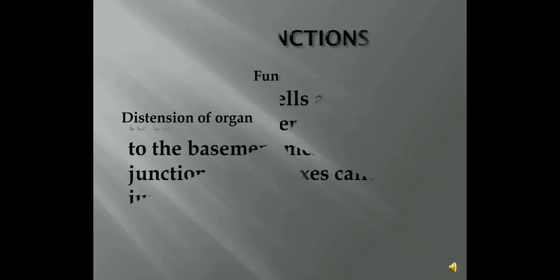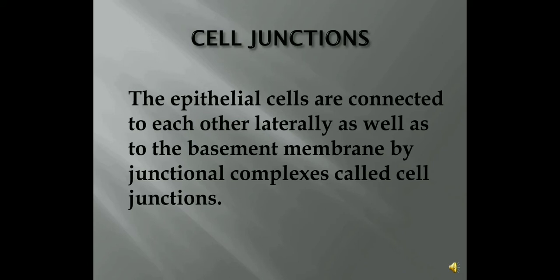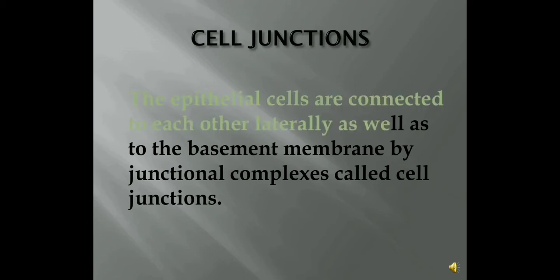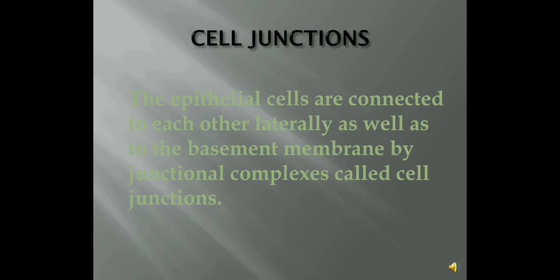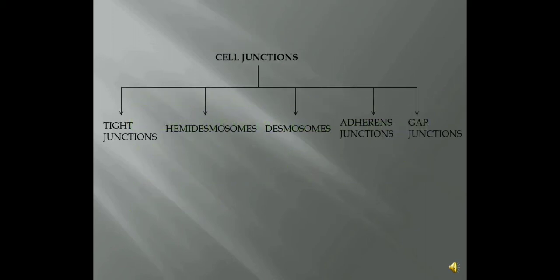Now before starting with the second part, let's see the details of cell junctions. The epithelial cells are connected to each other laterally as well as to the basement membrane by junctional complexes called cell junctions. Now these cell junctions hold different cells in a tissue. So there are different types of cell junctions present in a tissue. Let's see the details of each cell junction in a sequential manner.